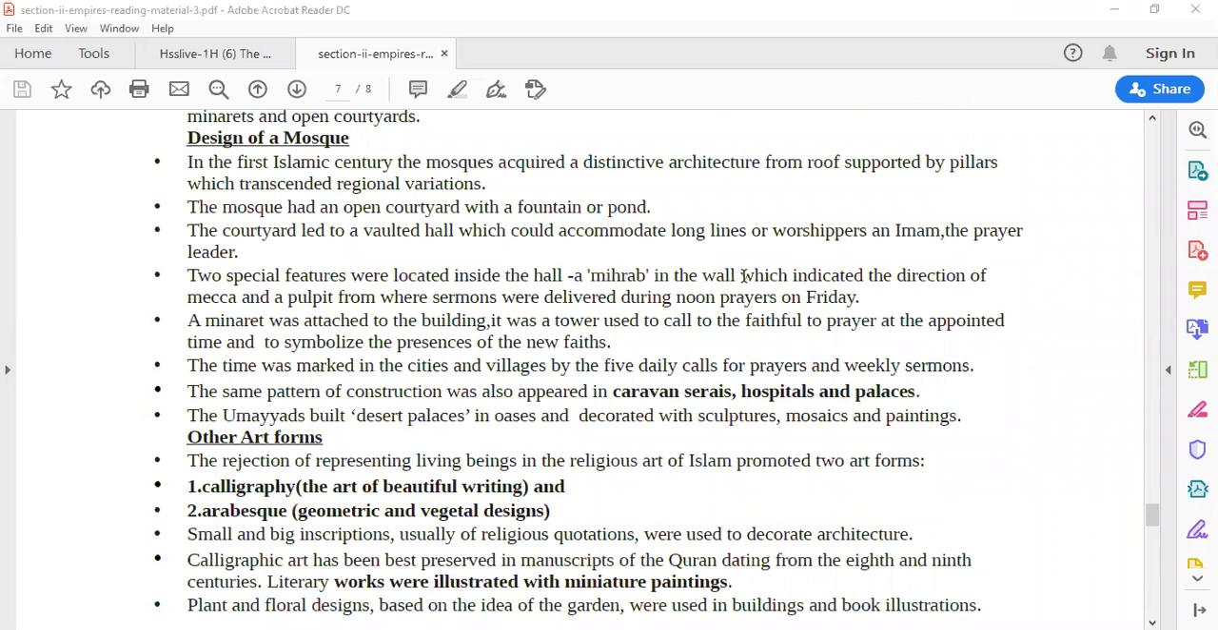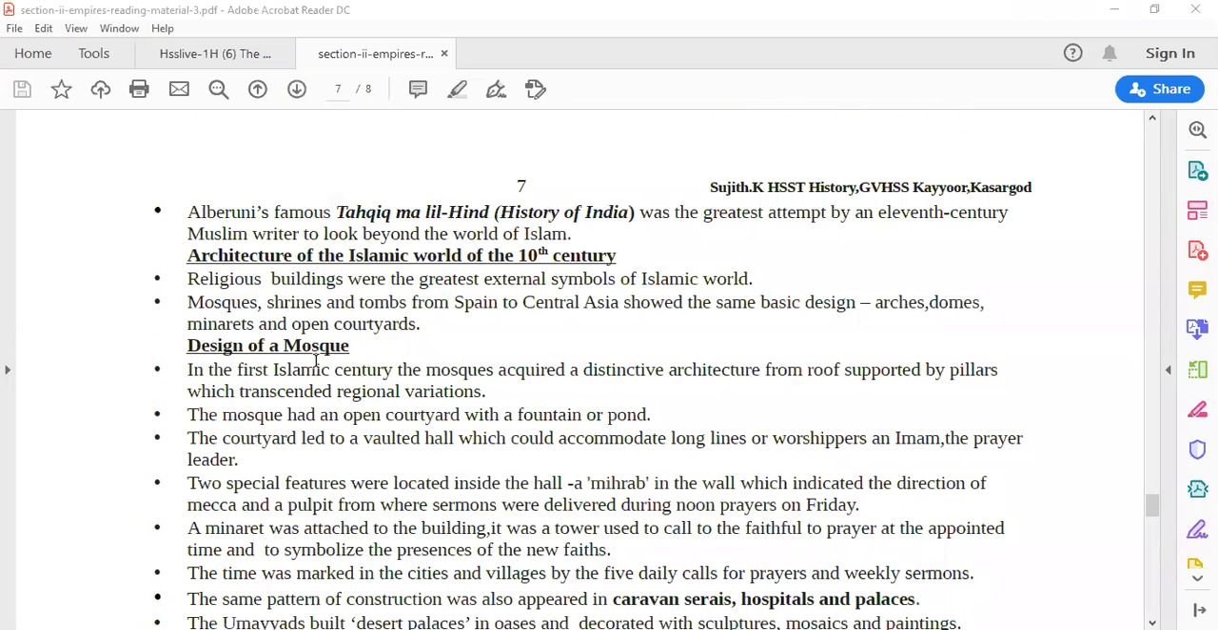So, we were going to learn about the architecture of the Islamic world of the 10th century. We spoke about all the books last time. Within the architecture, there were religious buildings that were the greatest external symbols of the Islamic world. That means if you look at those buildings, you can till date say that they are from the Islamic time.